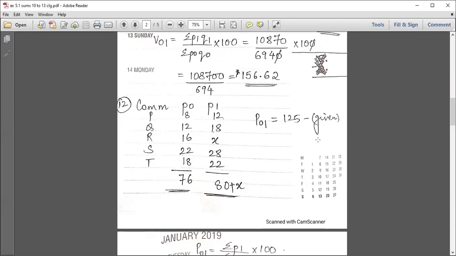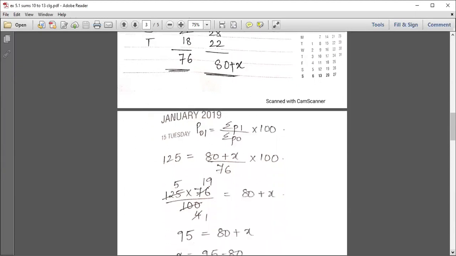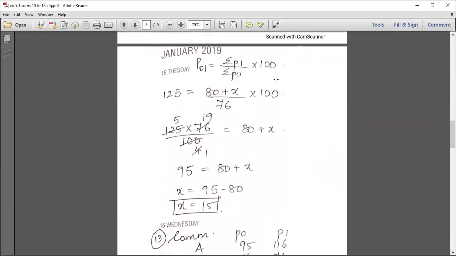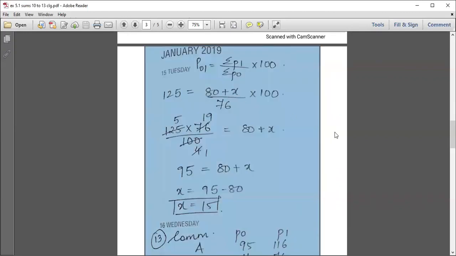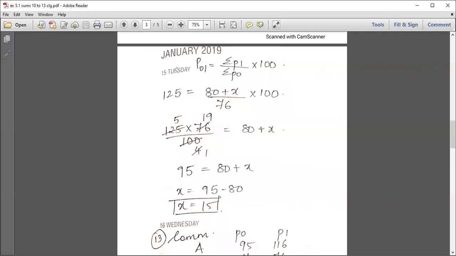P01 is equal to 125, this is already given to you in the question. So we'll put the formula of price index number. The price index number says P01 is equal to summation P1 upon summation P0, into 100. So for P01 you'll write 125. Summation of P1 was 80 plus x, okay, upon 76, into 100. Now, whenever you have such variables and numbers together, I'll advise you all to always put them in brackets like this, because a bracket means one term.